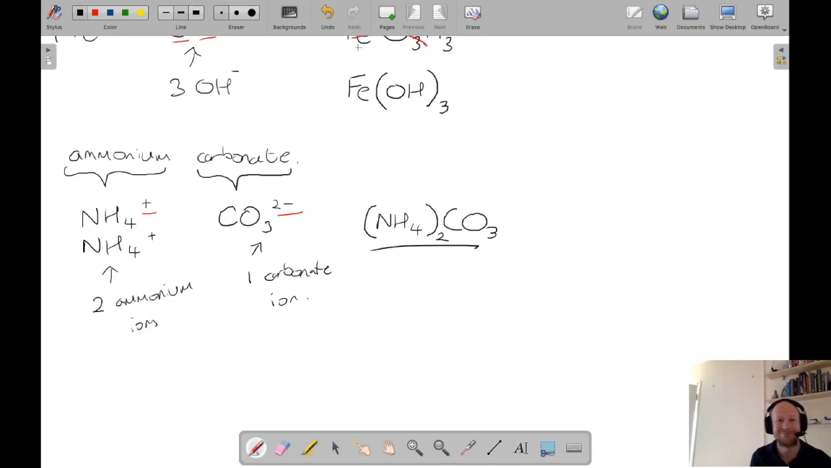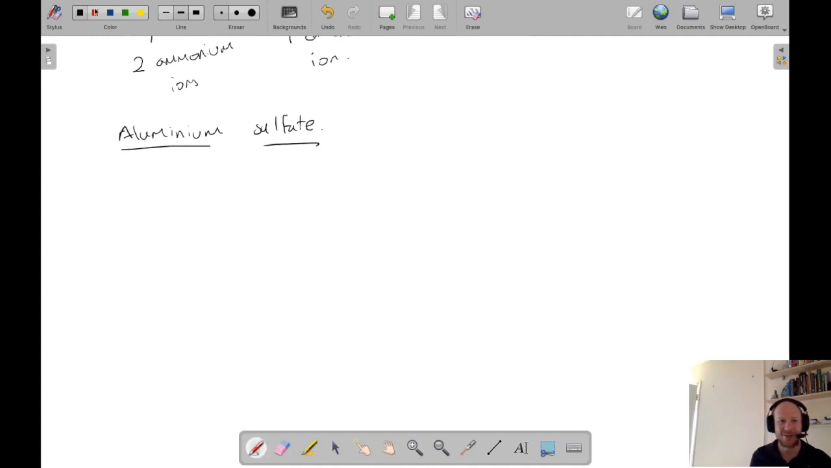Last example. Have a go at doing aluminium sulfate. This one might be quite tricky, so please have a go and try and work it out before you press pause and have a go. Okay, let's have a look at the charges that we have here. Aluminium is in group 3, and so we know that forms a 3+ ion. And the sulfate was one of our compound ions and forms SO4 2-, like this.